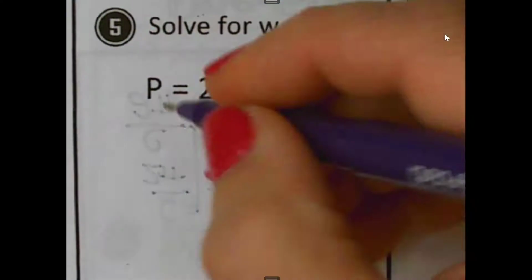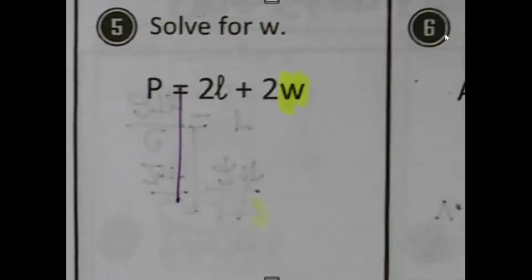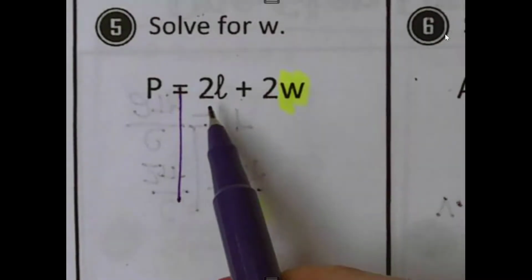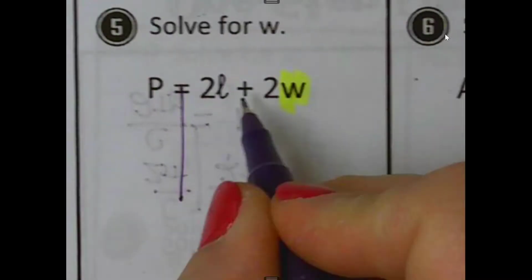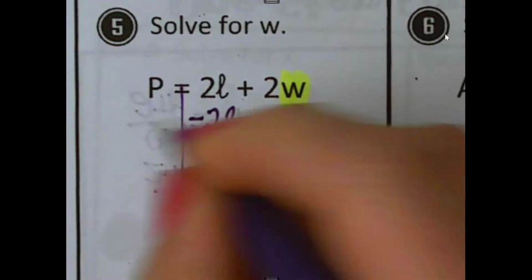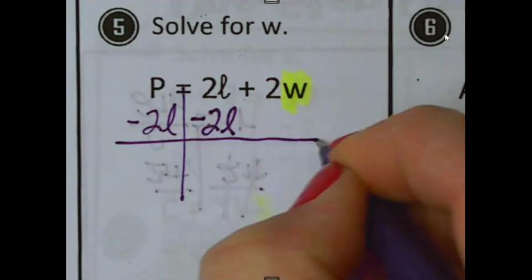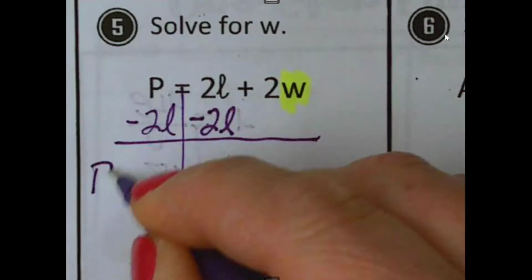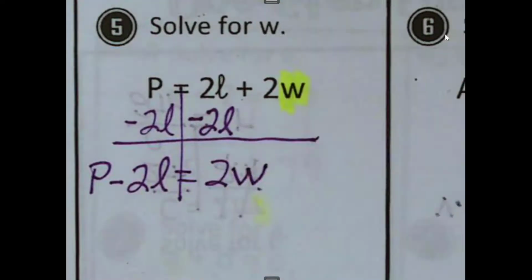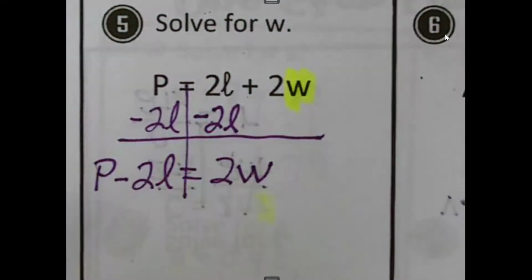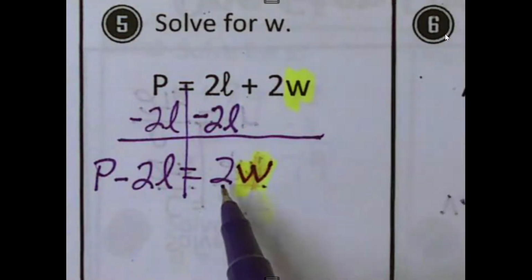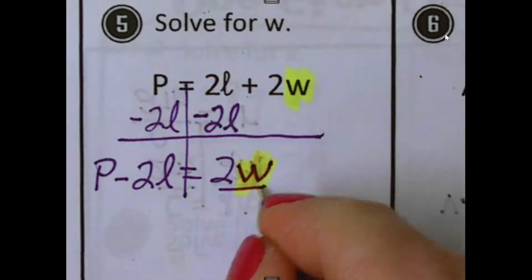So on a two-step, you want to get rid of any term that doesn't have the highlight. Well, the term that doesn't have a highlight is 2l. The inverse of adding 2l, it's a positive right now, so we're going to subtract 2l from both sides. Remember, these are not like terms. I just put that 2l right beside it. Highlight the w. We almost have it isolated. This is saying 2 times w, so I'm going to divide by 2.